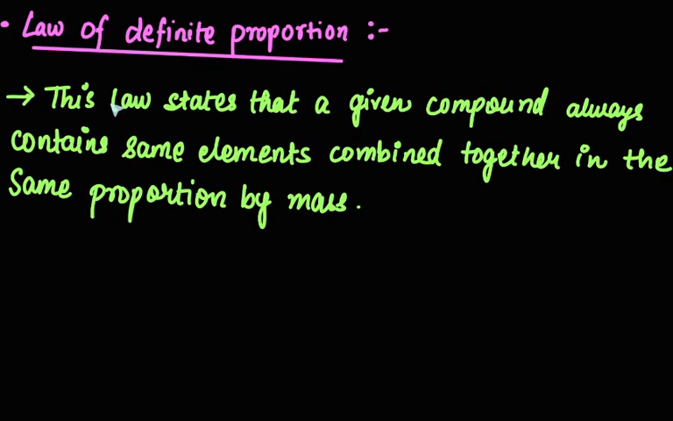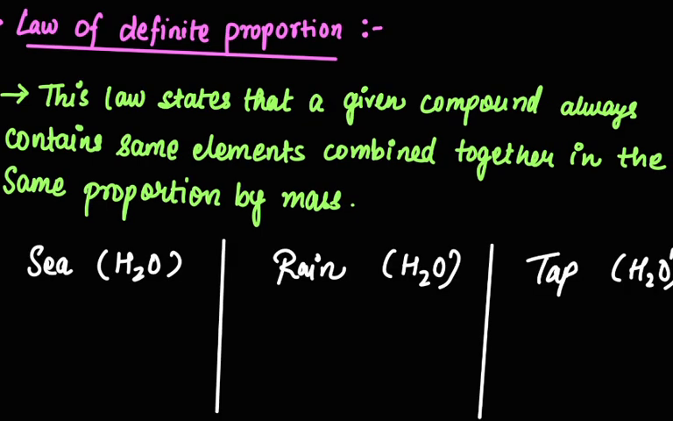Now our next law is the law of definite proportion. This law states that a given compound always contains the same elements combined together in the same proportion by mass. For example, we have collected water from different sources such as sea, rain and tap water. Now, in a chemical compound, the elements will always be the same no matter from which source it has been collected. Therefore, all these three contain H2O.